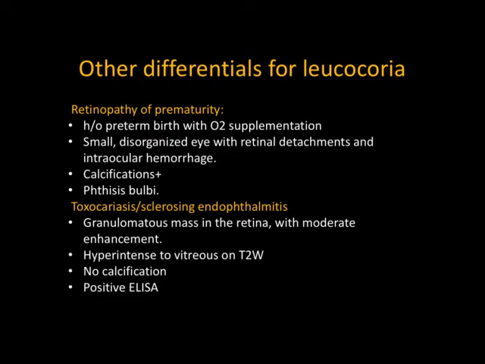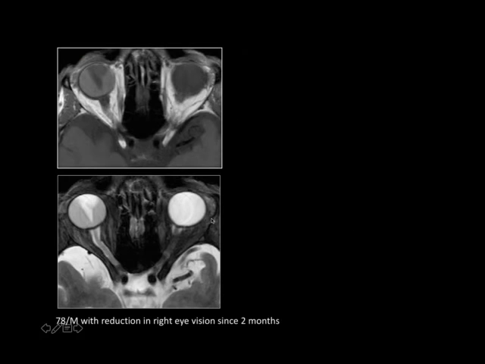Okay. So another differential for leukocoria is retinopathy of prematurity. Usually here you would have a history of preterm birth with oxygen supplementation, small disorganized eye with retinal detachments, calcification, etc., and toxocariasis or endophthalmitis, etc. Okay.